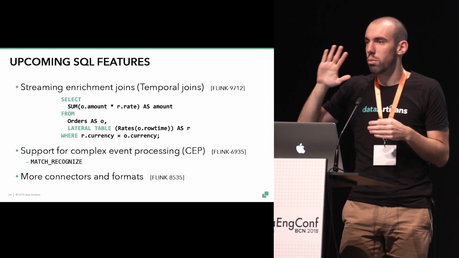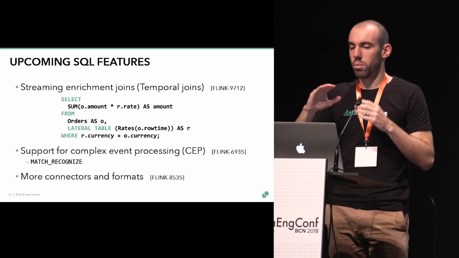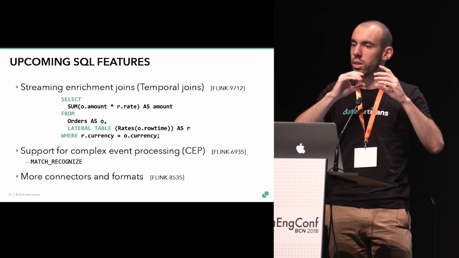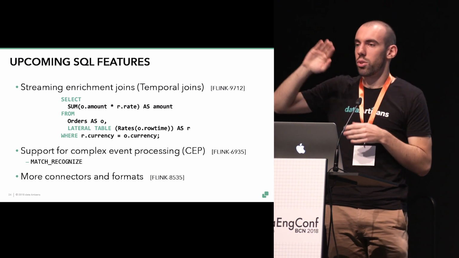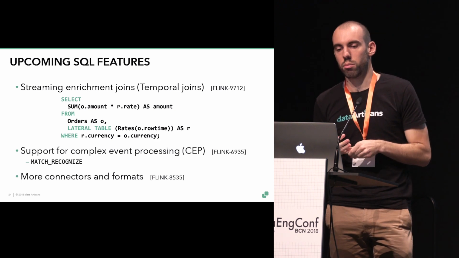How did the table look at timestamp T? For example, I'm using the timestamp of the order. I want to look up what was the currency rate for euro to dollar currency conversion, for example.